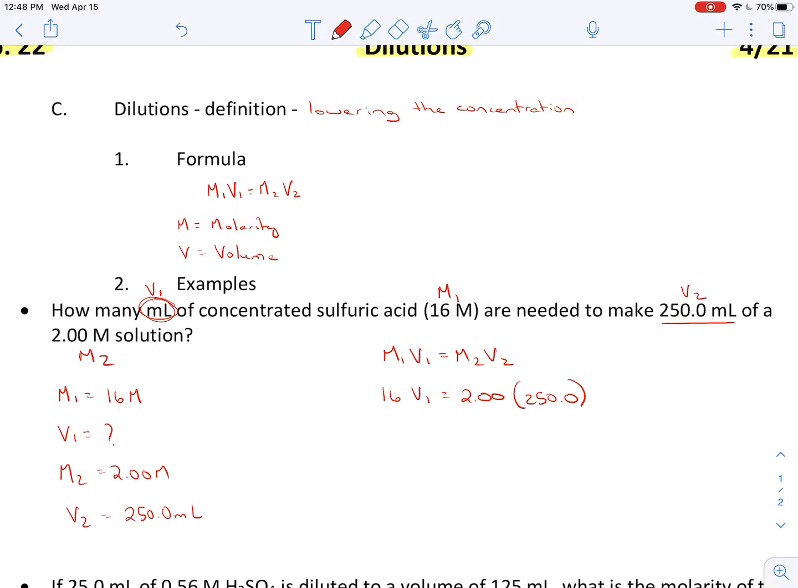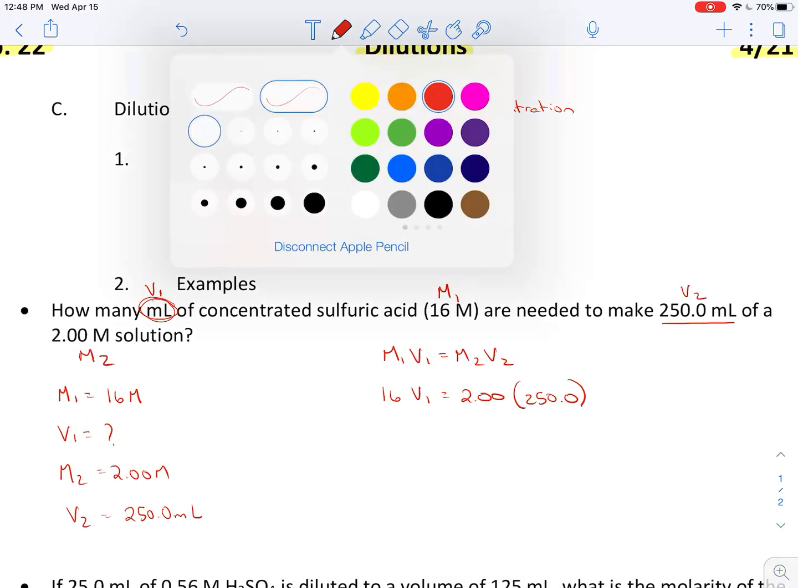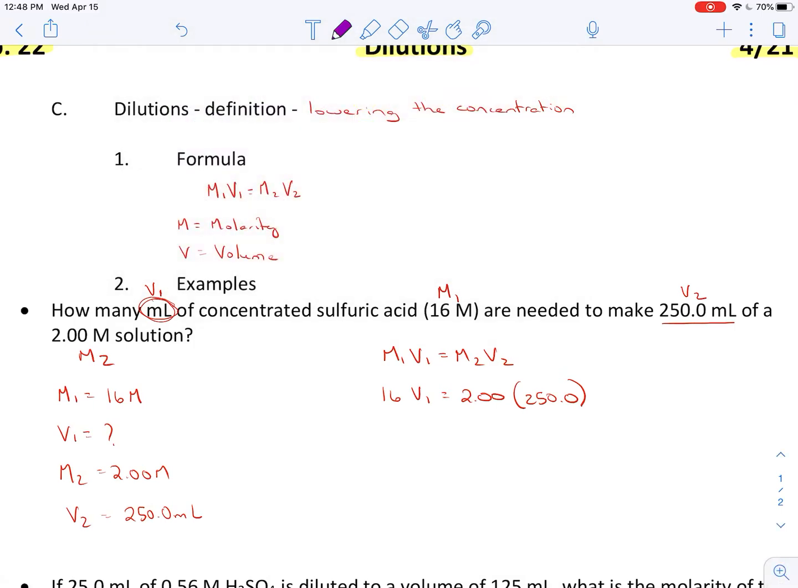Now, if we're trying to isolate V1, to get V1 by itself, we need to divide each side by 16. So 16 will be down here, and it will cancel right there. So our V1 will be equal to 2.00 times 250, and then divided by 16. Pretty straightforward, pretty easy. So we're going to plug this into our calculator. 2 times 250 divided by 16. Our answer in our calculator is 31.25.